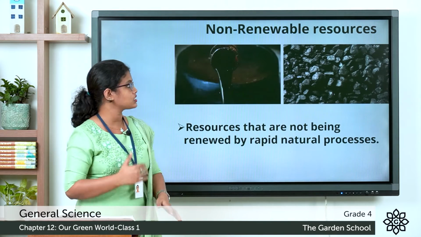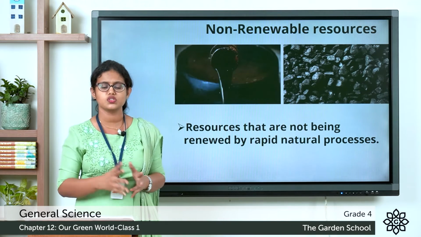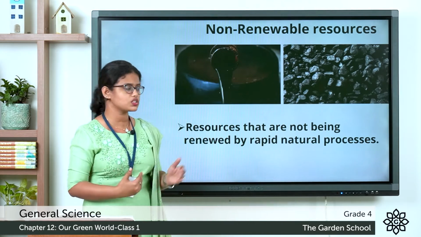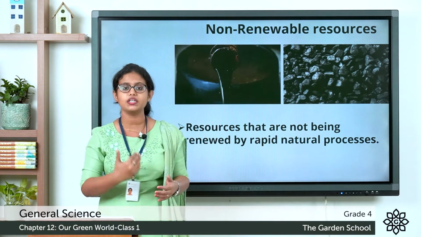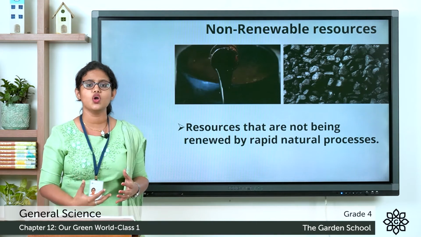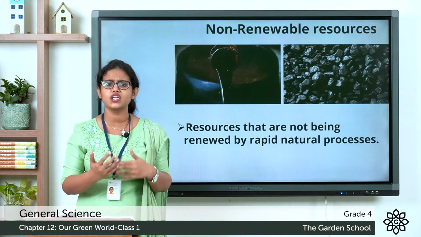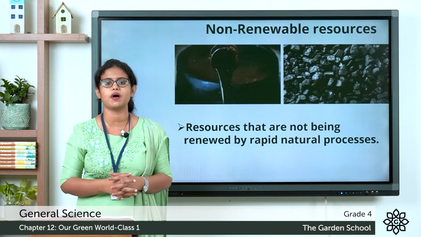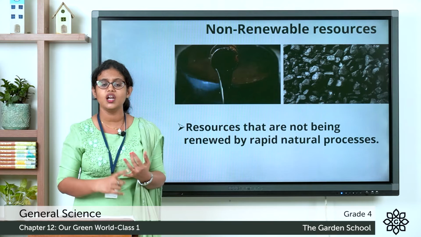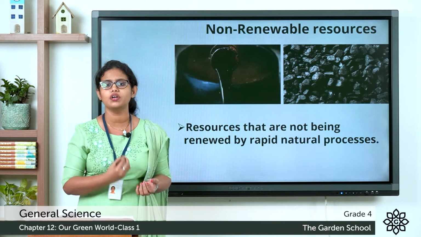So which is the next type of resource? That is the non-renewable resource. So what are non-renewable resources? Resources that are not being renewed by rapid natural process are called non-renewable resources. That means the resources that cannot be easily replaced by natural process. For example, crude oil, coal, LPG, all these are non-renewable resources.